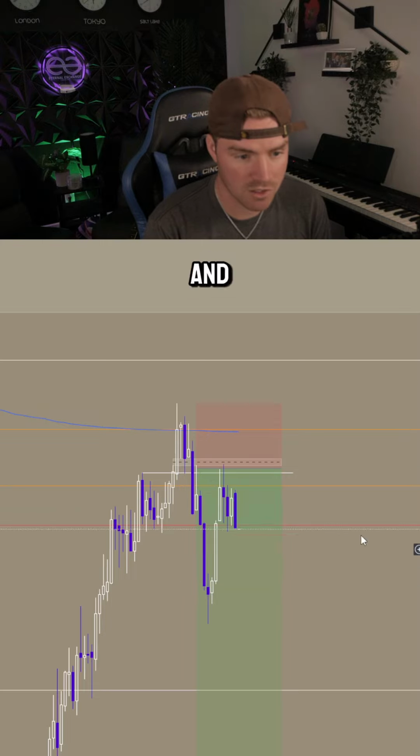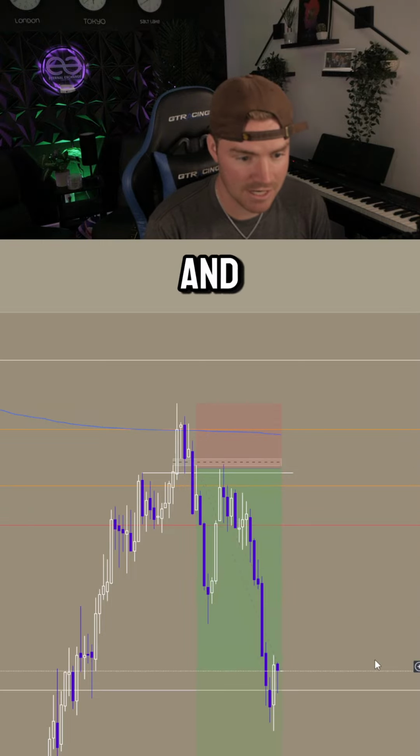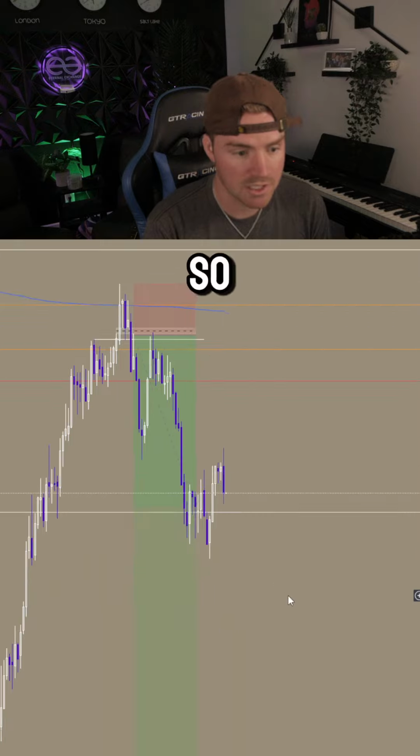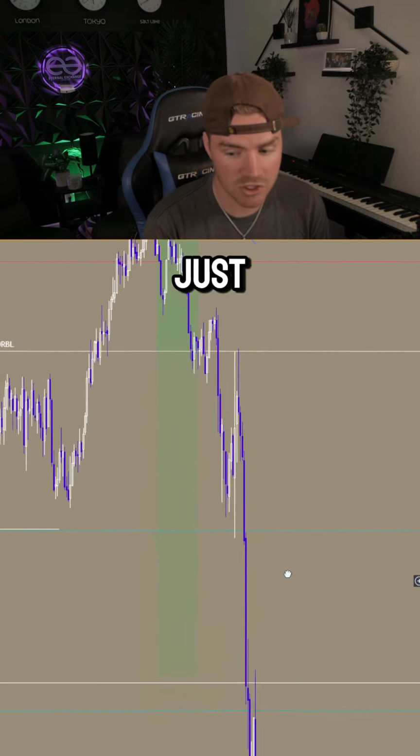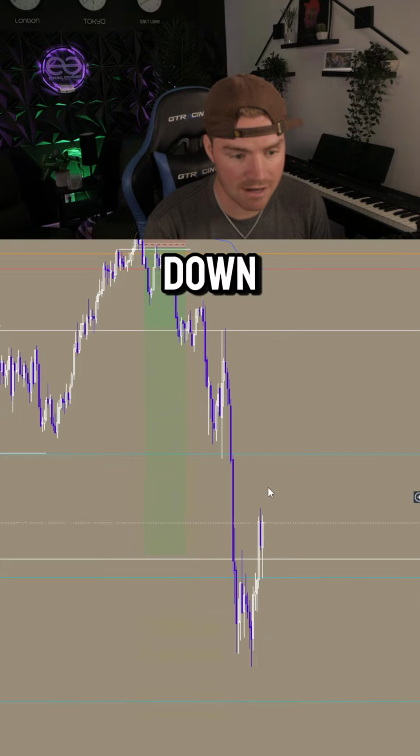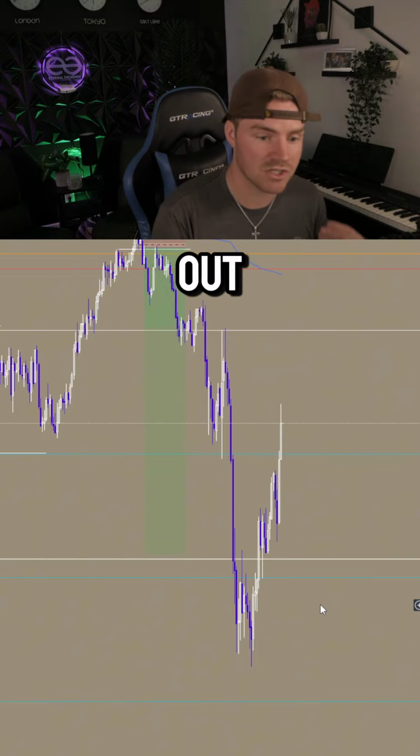We have a quick inverse and price retaps into that IFVG and holds that structure super well. So at this point, I probably would take my first TP around these internal lows. And just like that, you can see price ran all the way down to our external liquidity and finally finished out the liquidity sweep.